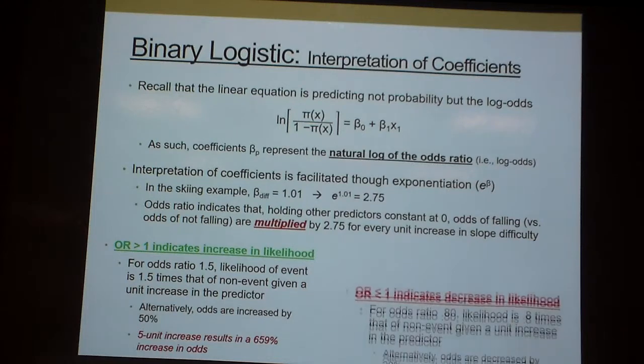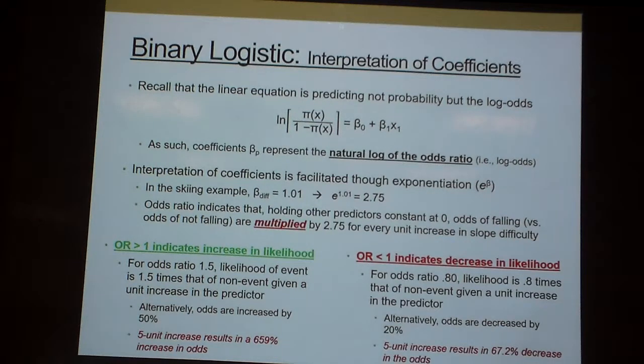Okay. Same thing, if the odds ratio is less than 1, this indicates a reduction in the odds or decreased likelihood. So for example, we've got an odds ratio of 0.8. You want to be careful as you're interpreting this, right? You would say the likelihood is 0.8 times that of a non-event given a unit increase in your predictor. What you don't want to say is the likelihood is 0.8, representing a 0.8 times decrease, because it's already an odds ratio less than 1, right?